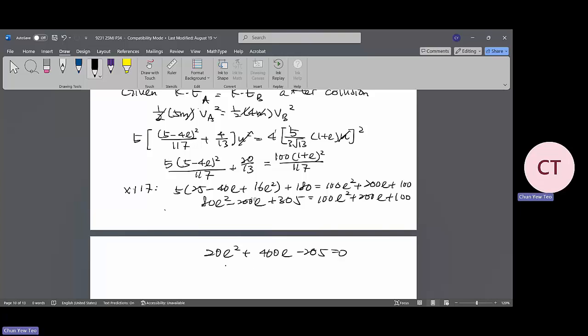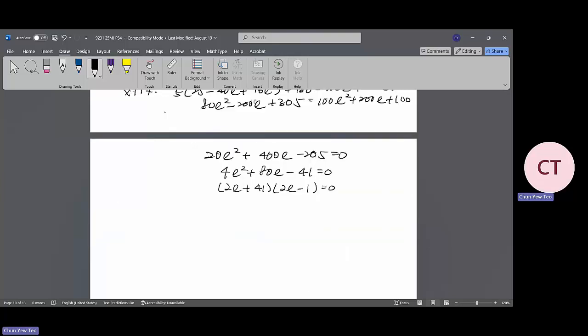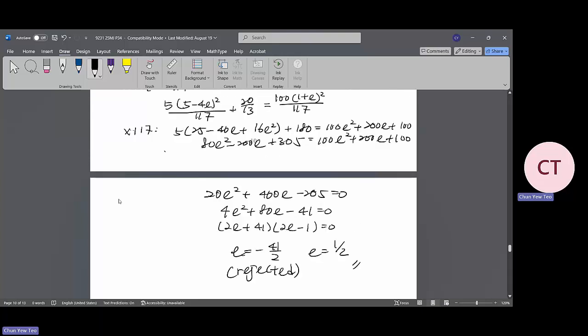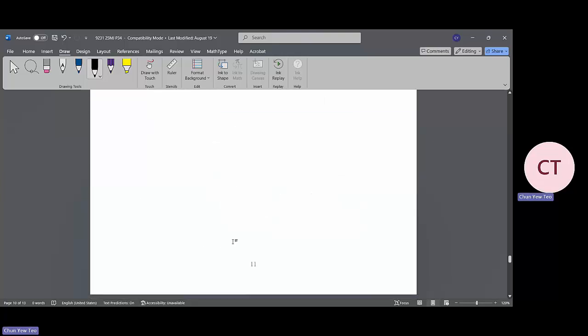If you divide everything by 5, you get this equation. Then you factorize it, you will get (2E plus 41)(2E minus 1). Then you get E is equal to negative 41 over 2, and E is equal to half. This is rejected. Therefore, your E is a half. Just like that. Done. So this will be the answer for question number 6. Moving on, we have question number 7.